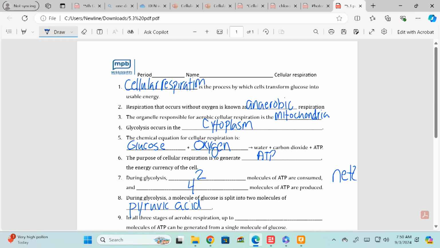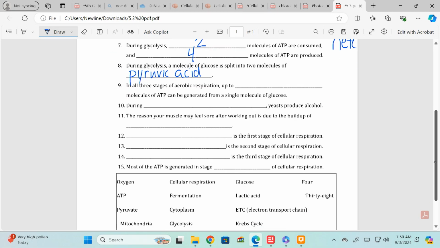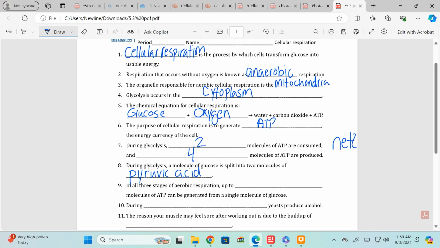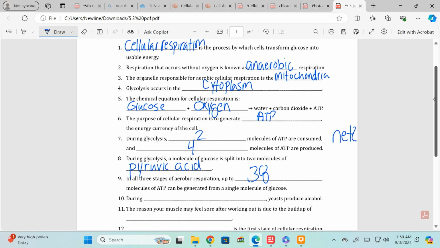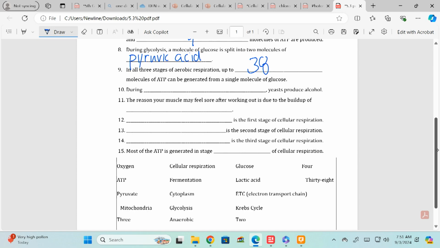Okay, 9. In all 3 stages of aerobic respiration, up to blank molecules of ATP can be generated from a single molecule of glucose. This is going to be 38. Okay, 38 total are made. So that's how many we're making through this whole process. Okay, great job. So make sure you get these. I'm going to scroll down here in just a second and do those last 5 with you. All right, let's knock this out, just a couple left.